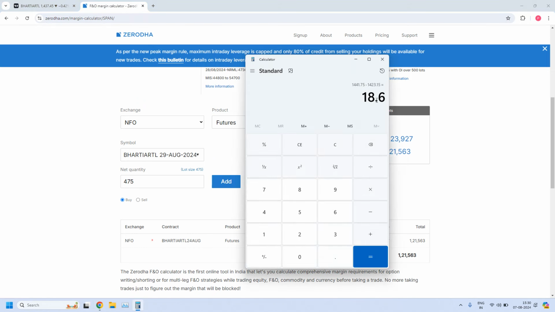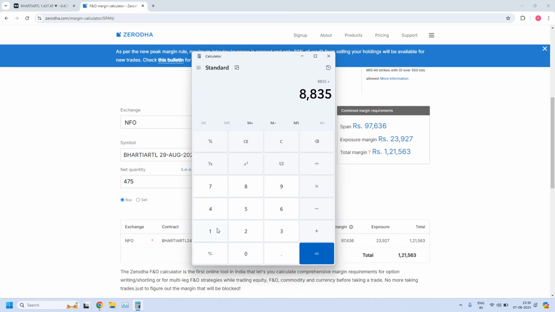But 18.6 into 475, how much profit would we have got? 8,835 rupees profit. Into 100 divided by the margin of 1,21,500, we got 7.3% ROI. 7.27, that means 7.3% ROI we got. So, excellent.